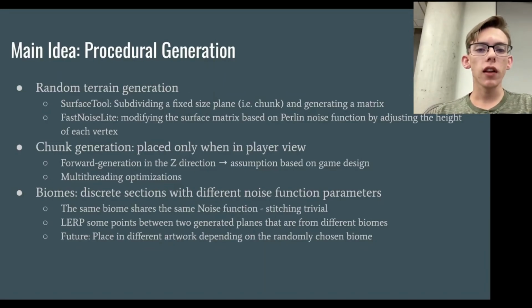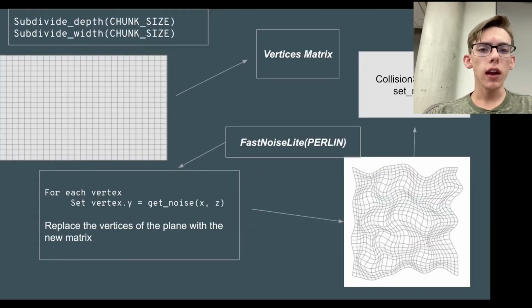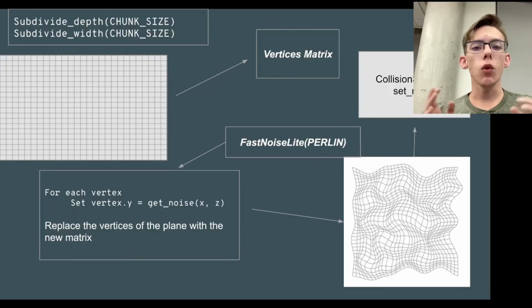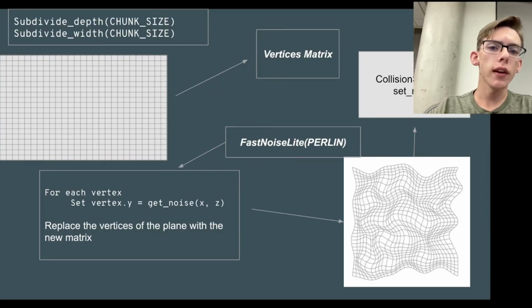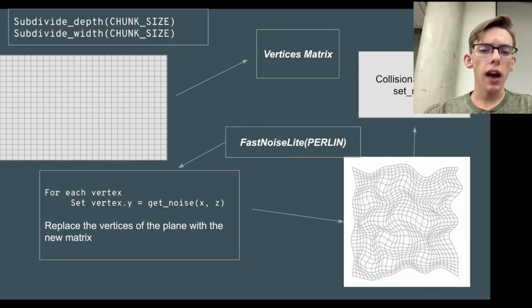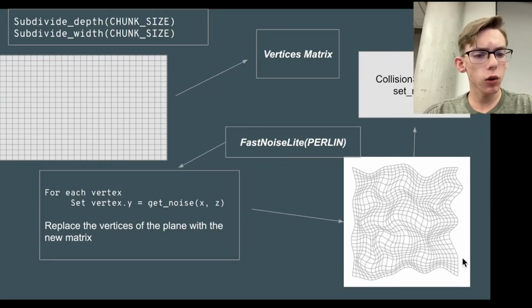Each biome is a collection of chunks, and a chunk is derived by first subdividing a flat plane and then generating a matrix from that. From that matrix, we walk over each of the vertices and then sample a noise function. In this case, we primarily use the Perlin noise built into Godot's FastNoiseLite library. And then we set the Y value based on the value of that noise. This creates what's called a height map, which has a similar effect to this.